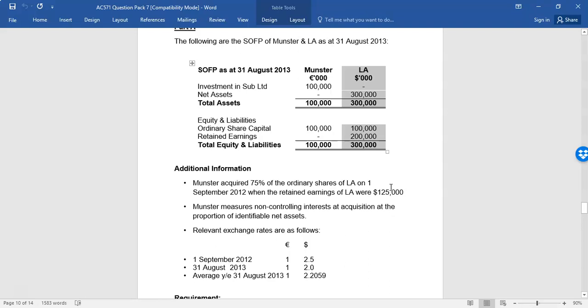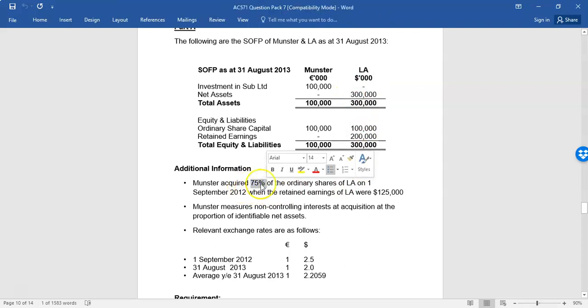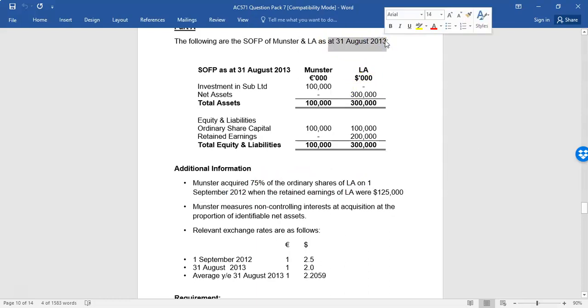We'll start to see then how goodwill comes into it, how FX impacts goodwill, and how FX impacts the NCI as well. So it's quite a straightforward statement of financial position that's given. You're told Munster, which is the parent, acquired 75%, so that means there's 25% NCI on the 1st of September. So again, we're keeping it straightforward. This was a current year acquisition on the first day of the current year, 1st of September 2012, and we're now at the end of August 2013.